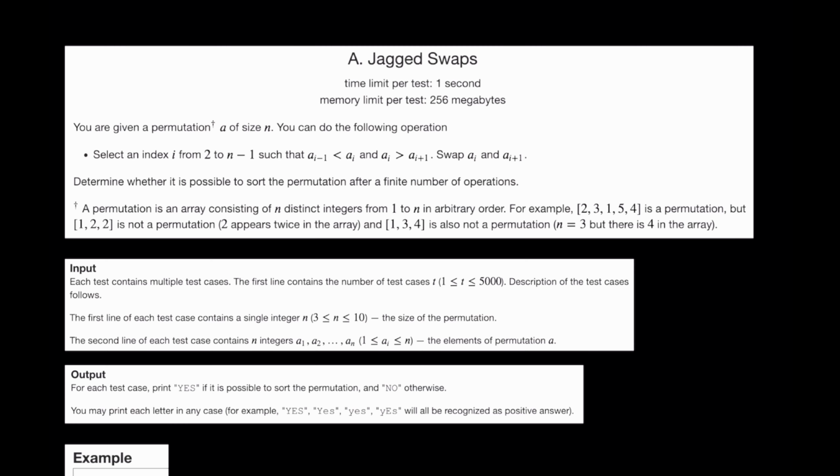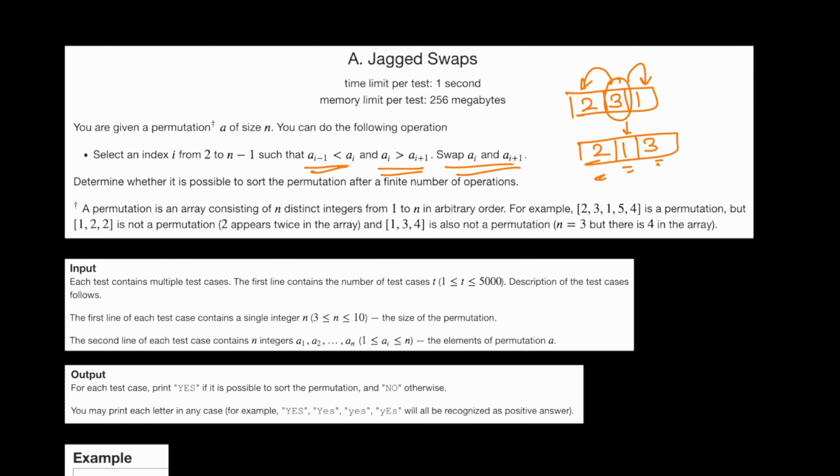So you are given a permutation A of size n. You can do the following operation. Select any index from 2 to n minus 1 such that the ith element is greater than the (i minus 1)th and the ith is greater than the (i plus 1)th. That means, for example, 2, 3 and 1. The ith element should be greater than the previous and also greater than the next element. And then we can swap them.